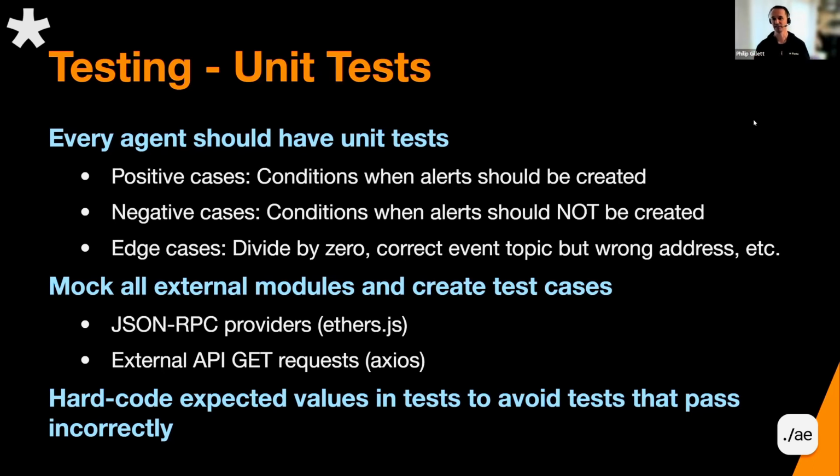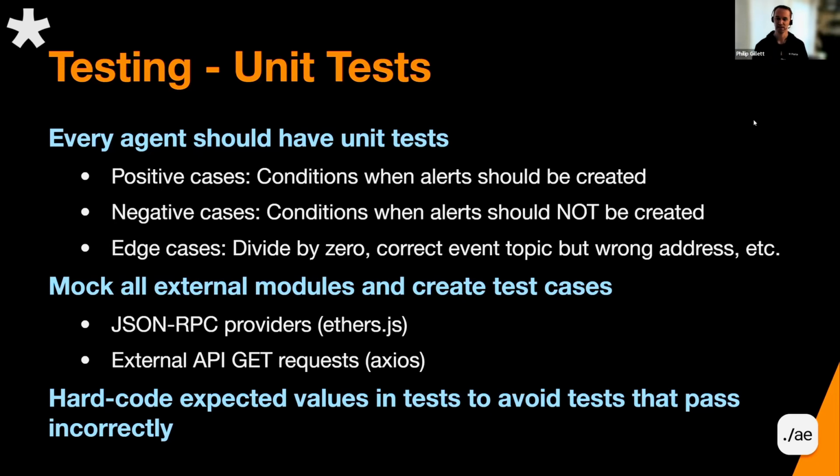Mocking is an art form, but you need to mock all of the external modules that you're using. During your test, you should not be reaching out to the world. You should not be reaching out to the internet. You shouldn't be reaching out to websites and JSON RPC providers. That should all be mocked out in your tests, and you should be able to simulate that so that you know exactly what's coming in for each of your test cases.